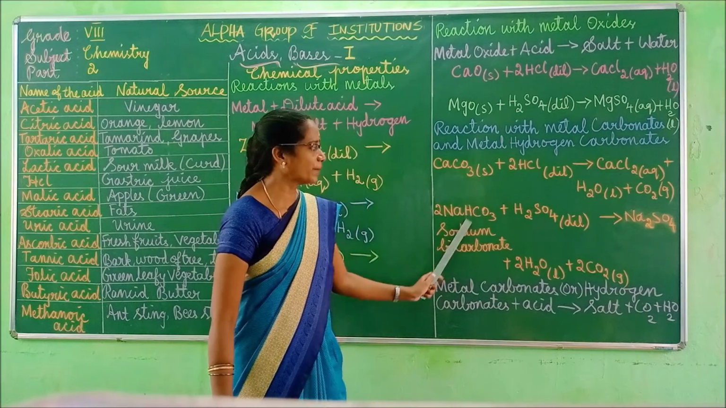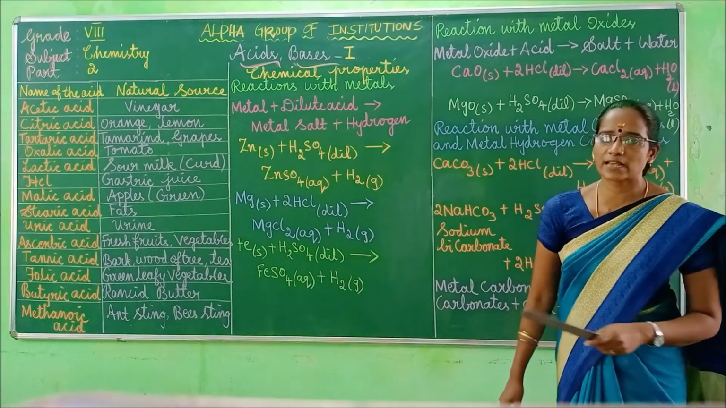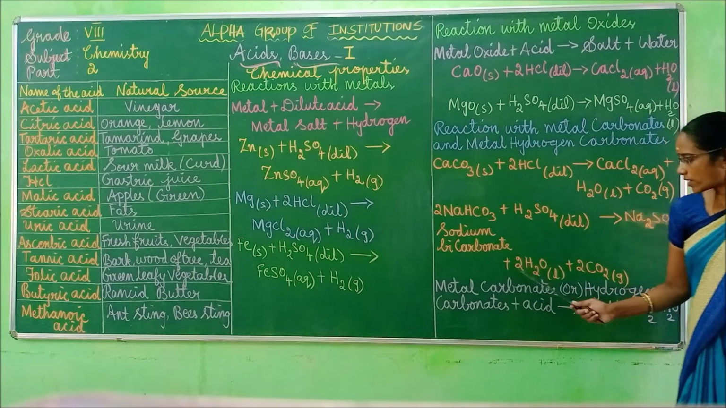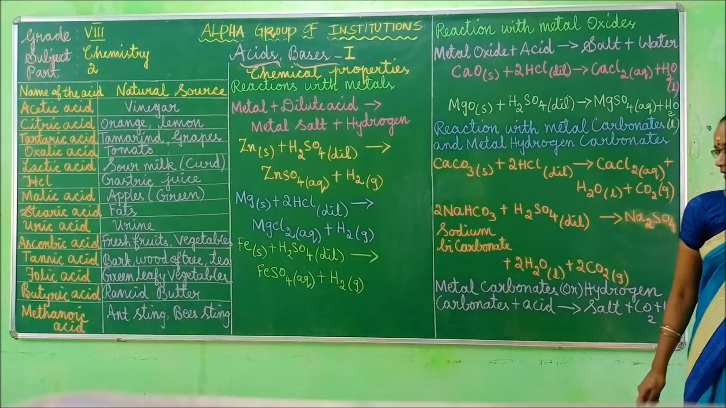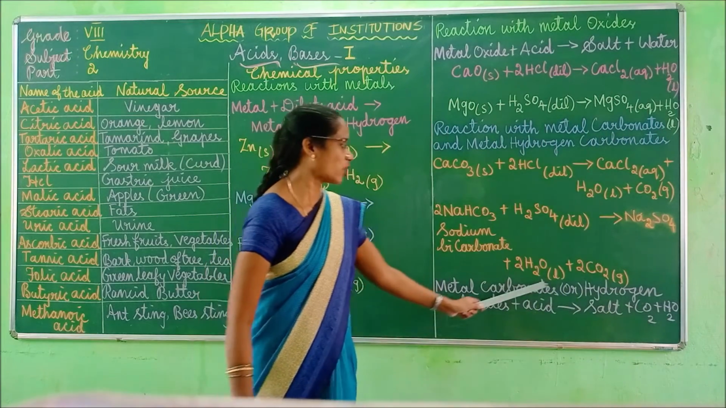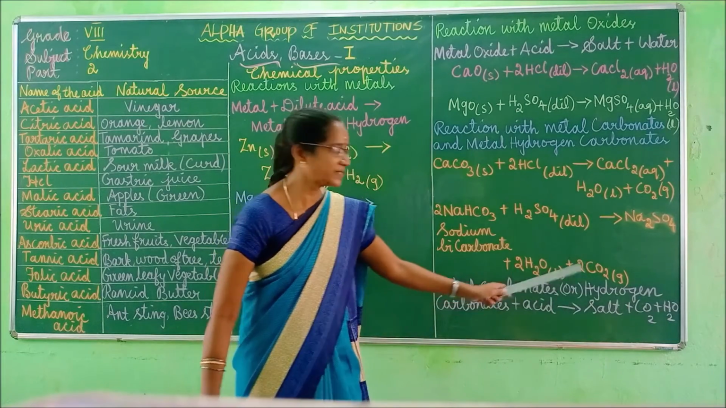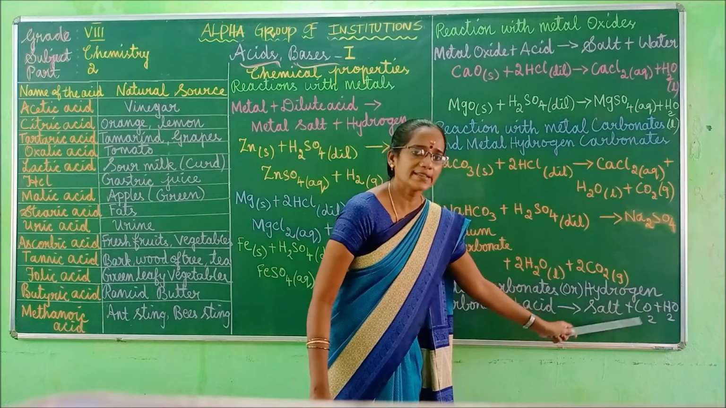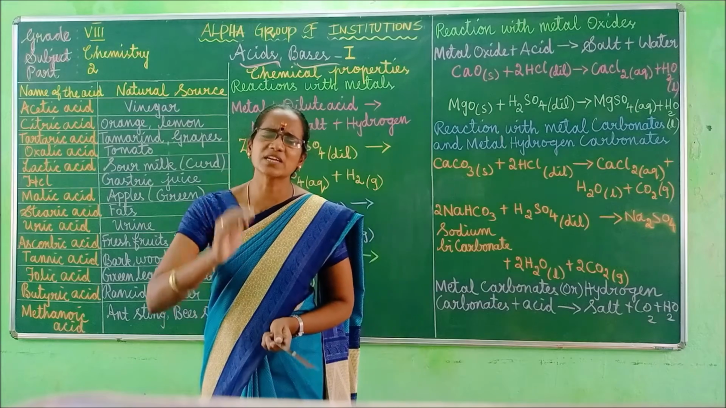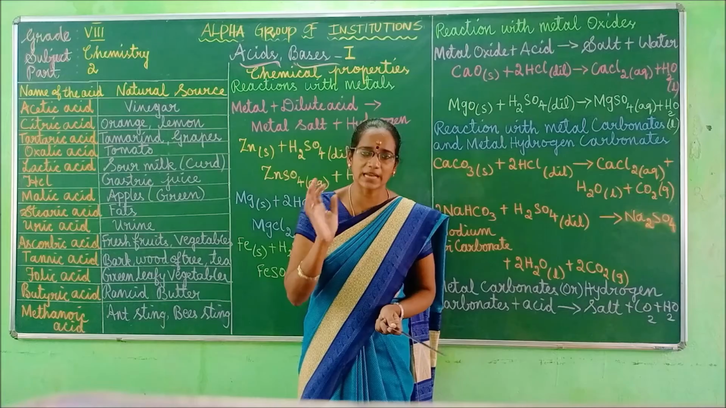NaHCO3. Sodium bicarbonate, when it reacts with sulfuric acid, forms sodium sulfate, whose formula is Na2SO4. Along with that, water plus carbon dioxide gas is released. So metal carbonates or hydrogen carbonates, when they react with acid, form salt, water, as well as carbon dioxide gas. Okay, so you should understand the concept behind each and every reaction with acid.